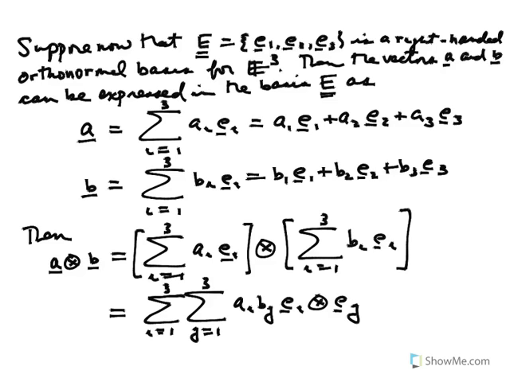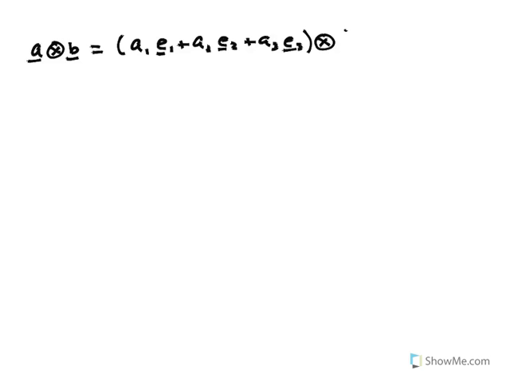Now, of course, if you want to do this out more explicitly, you can, which for the first time maybe is worth doing just to be able to see that that's the case. So this is equal to A1 E1 plus A2 E2 plus A3 E3, and that tensor product is taken with B1 E1 plus B2 E2 plus B3 E3, and that's equal to, well, let's take all the products now.